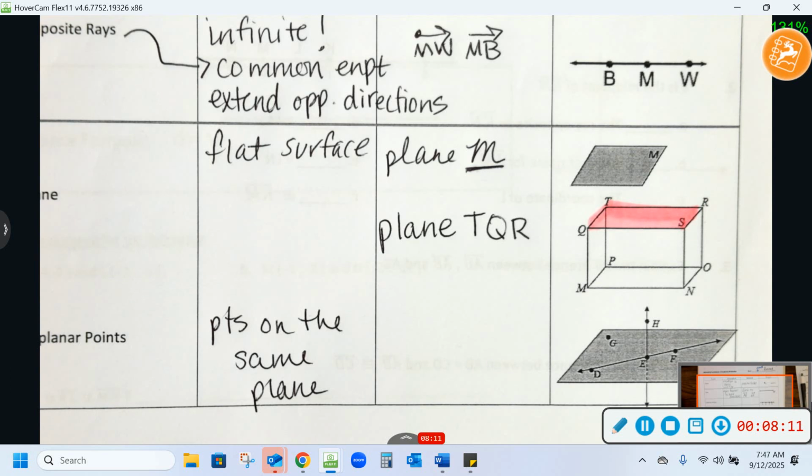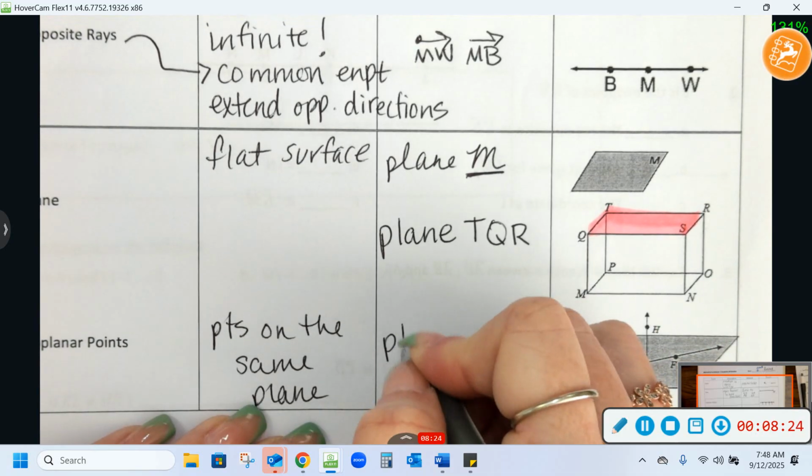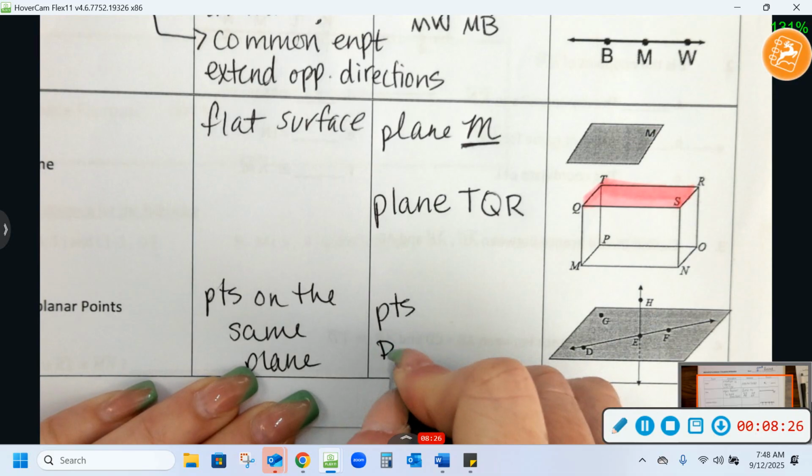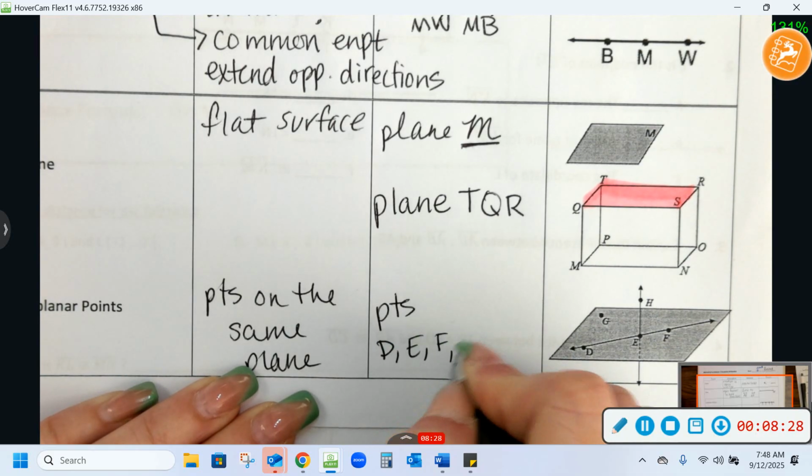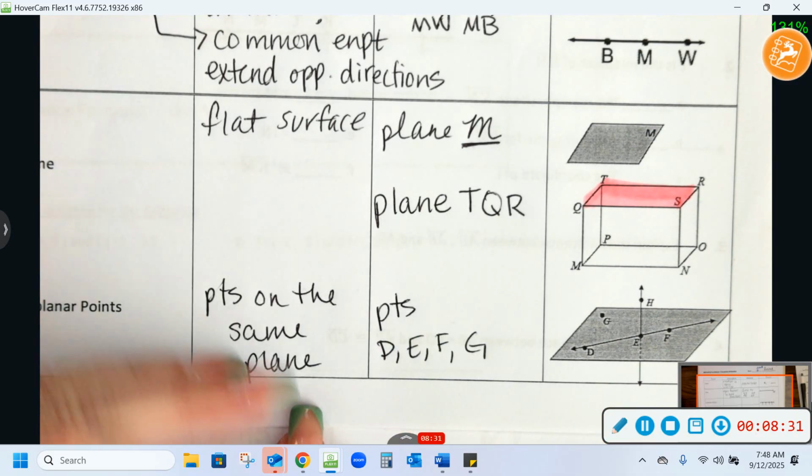So what is the only point on this picture that is not coplanar to the others? H. All the other points are on the same plane. So the only one that's not is H. So I could name points D, E, F, and G are all coplanar.